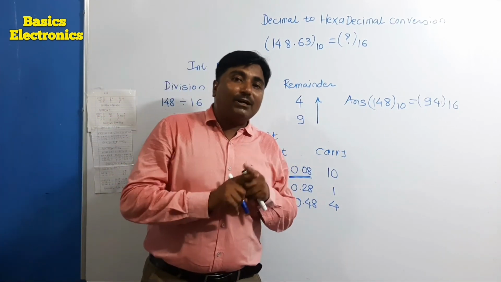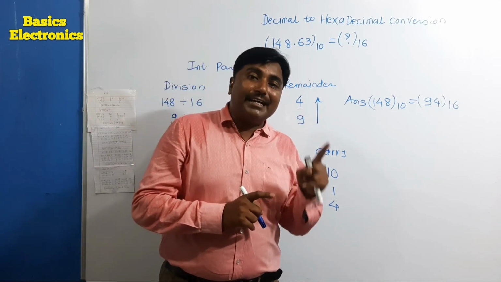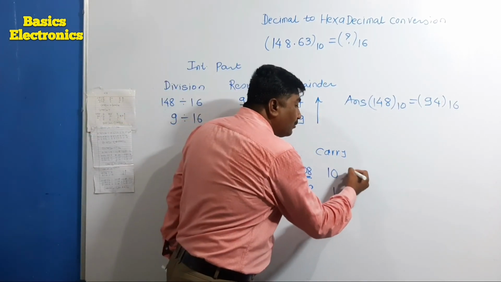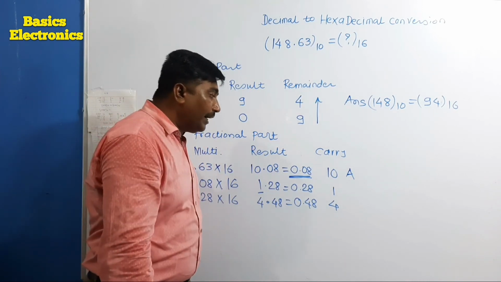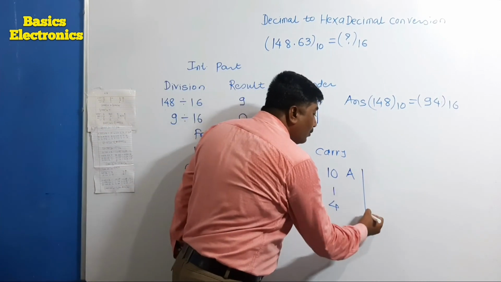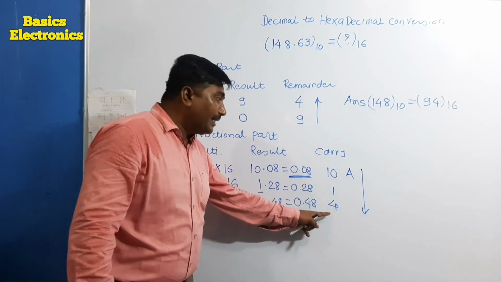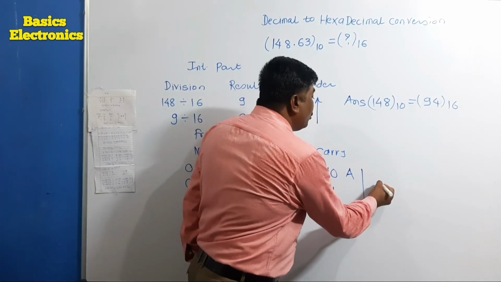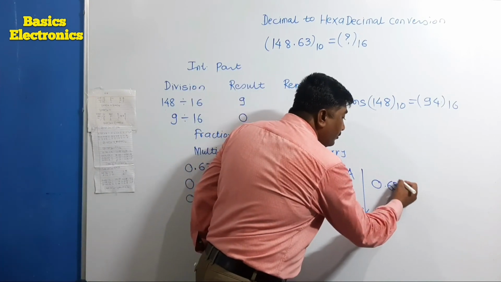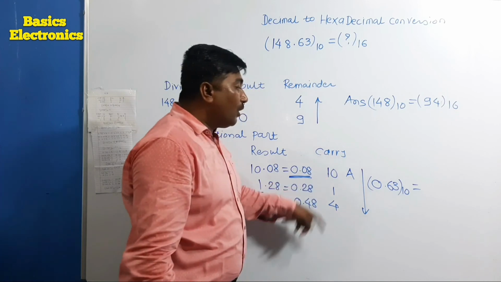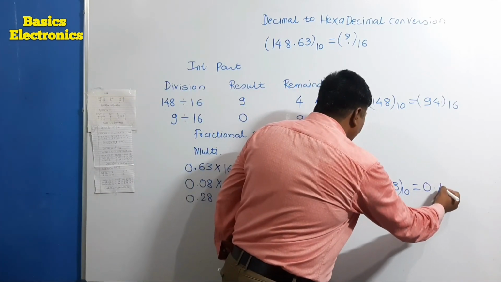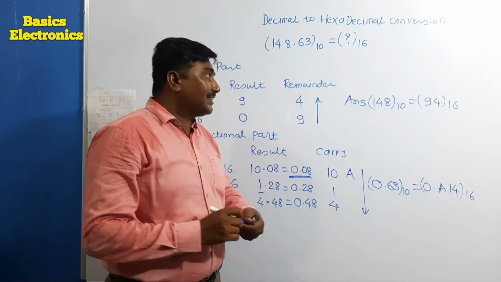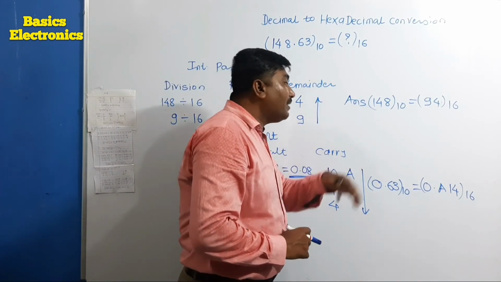But remember, when we write down the carries, if there is a digit greater than 9, then we have to convert it into its hexadecimal equivalent. So the equivalent of 10 in hexadecimal is A. And how do we write it? We write in the downward direction. The first carry, 10, we write down first, and the next carry we write next. So 0.63 base 10 equals 0.A14, base 16.